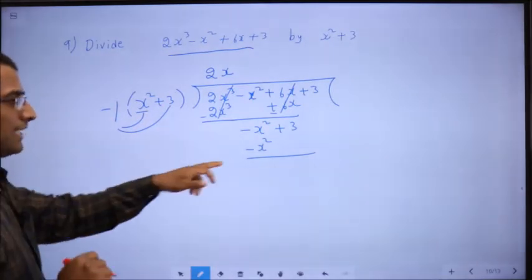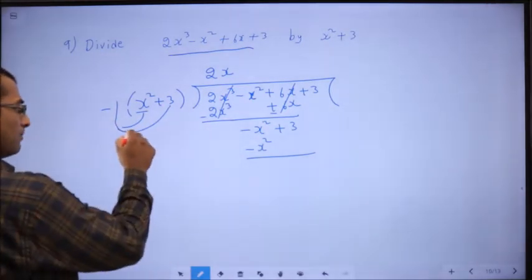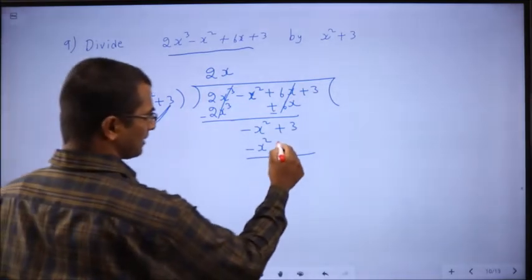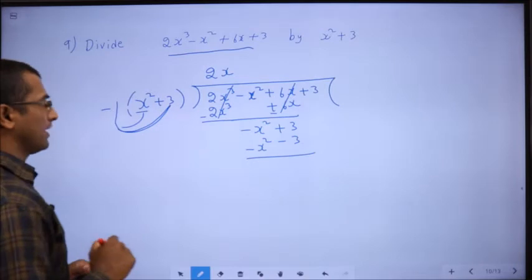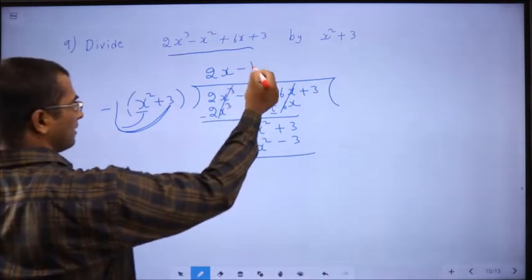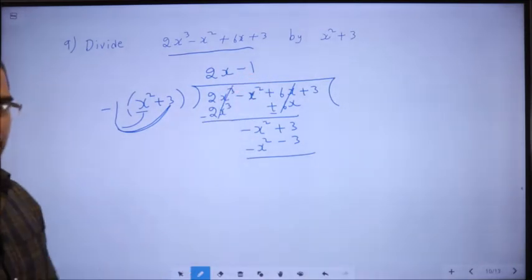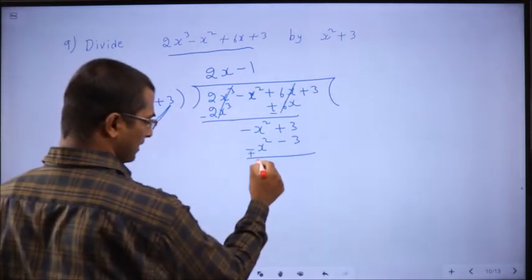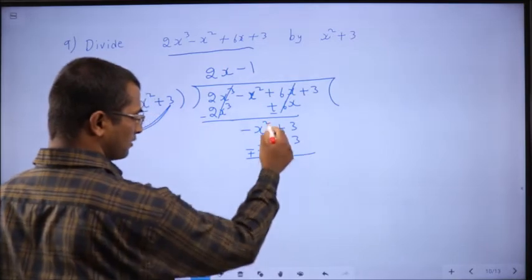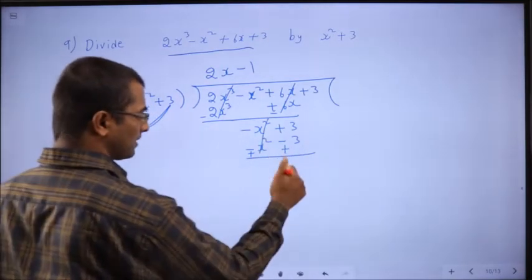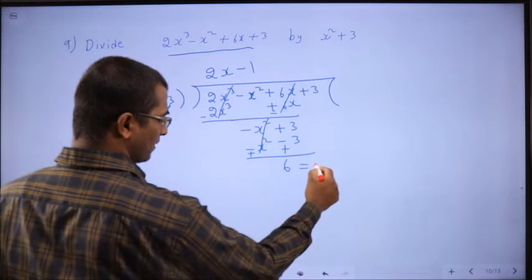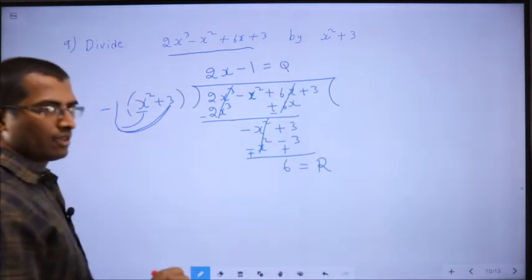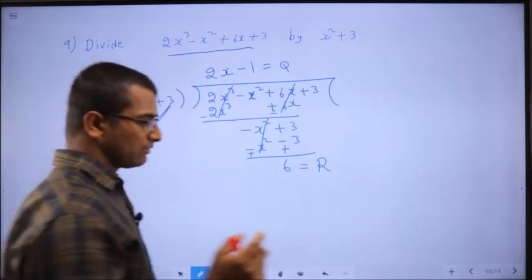So minus 1 into x square is minus x square, I also should multiply to the second term. So minus 1 into plus 3 will be minus 3. Okay. So minus 3 will become your next second term of the quotient. Now change the sign. So make it plus, minus changes to plus. So this cancel out. Plus 3 is 6. So this is your remainder, this is quotient. Okay. Next one.